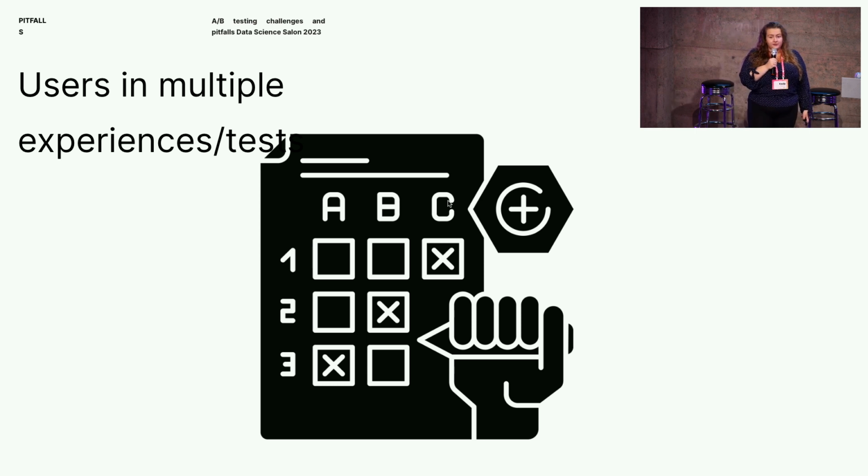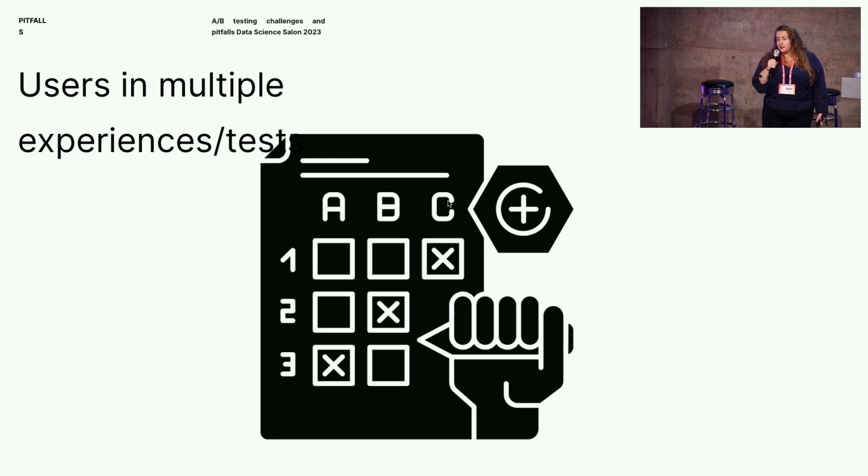So what happens if you have users in multiple tests or experiences? Obviously, that's not ideal. The easiest thing in a vacuum is to just have users in a single experiment at a time. However, the reality is that sometimes you may need to test and have users in multiple groups. So you could make sure that you run only one test at a time. Again, that may slow down the business.